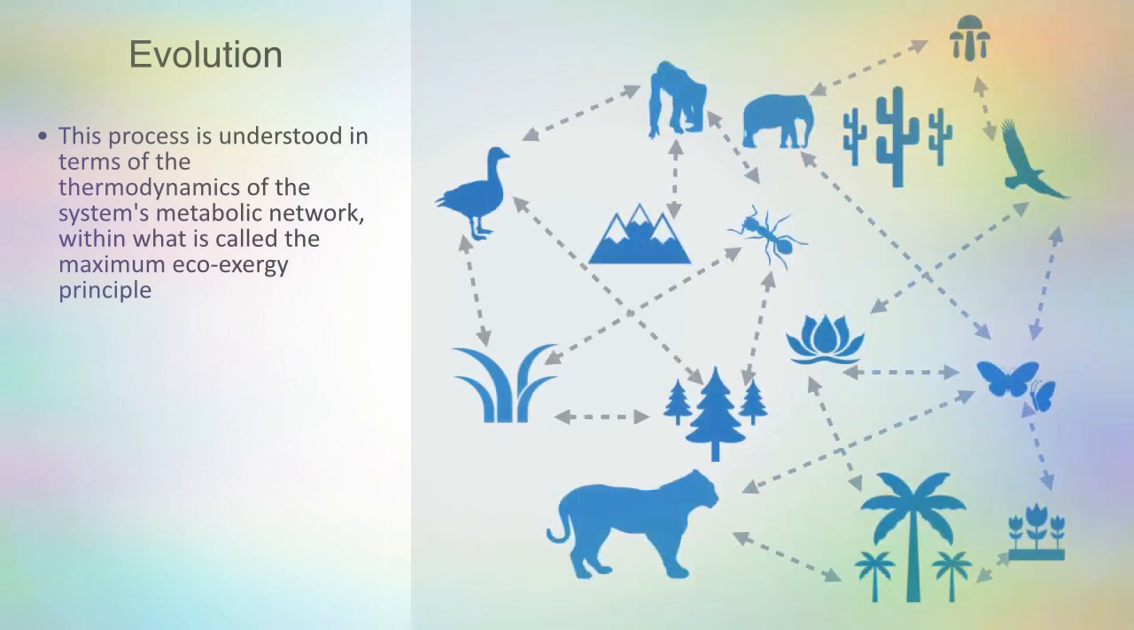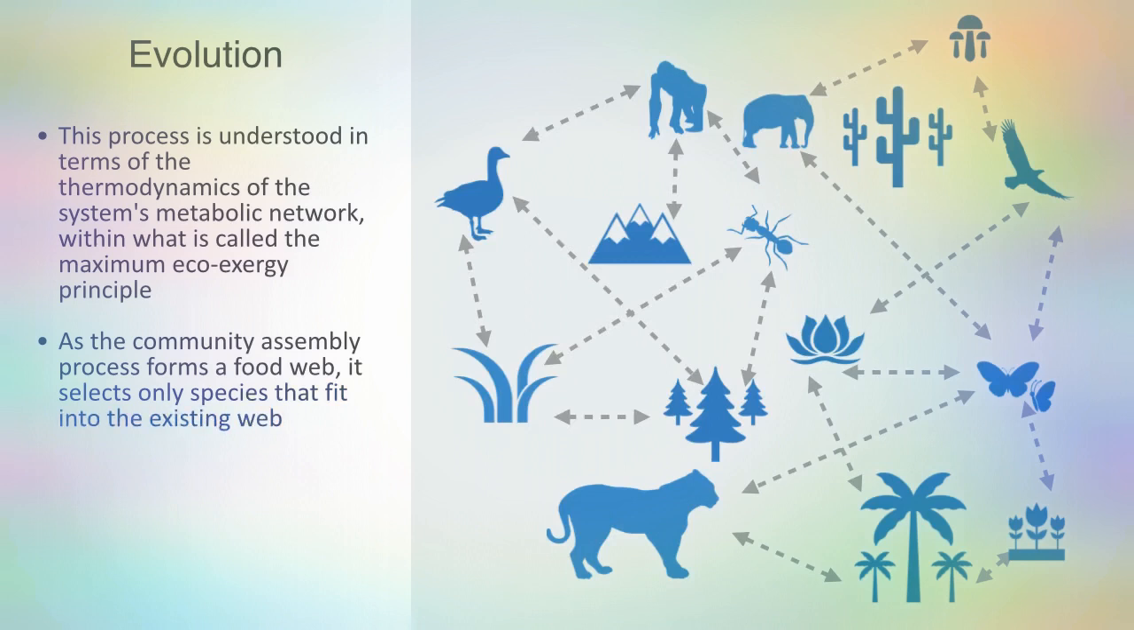As the scientist Alfred Lotka wrote, it is not so much the organism or the species that evolves, but the entire system, species and environment. The two are inseparable. As we've previously discussed, the elements of an ecosystem are organized as a network in which they fit together functionally. The community assembly process is able to select from a pool of species with the potential to fit together, because species that have lived together in the same ecosystem for thousands of years have co-adapted to each other through biological evolution. As the community assembly process forms a food web, it selects only species that fit into the existing web.